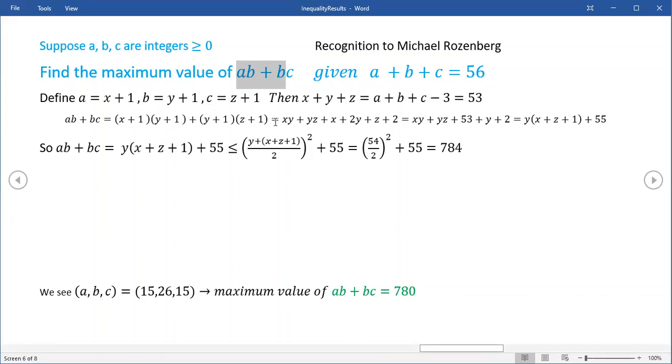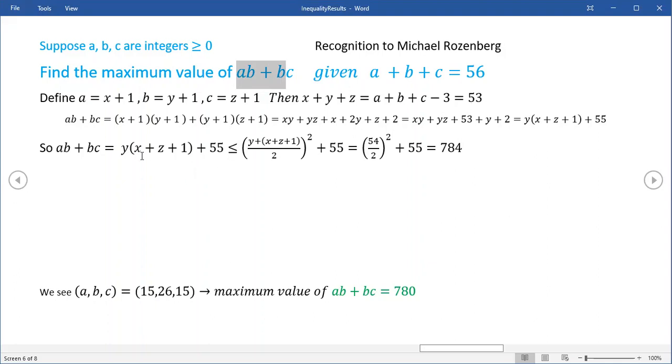All right. Now, it follows pretty quickly that X plus Y plus Z gets knocked down to 53, right? In other words, we have A plus B plus C is equal to 56, and then X plus Y plus Z is equal to 53. That turns out to be pretty useful, and you'll see that in just a moment here.